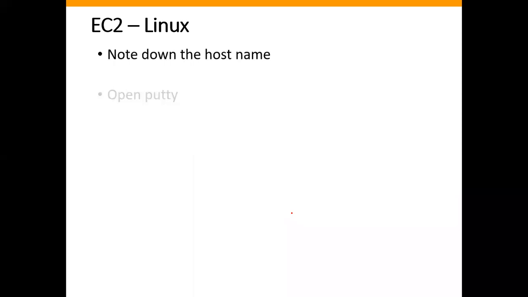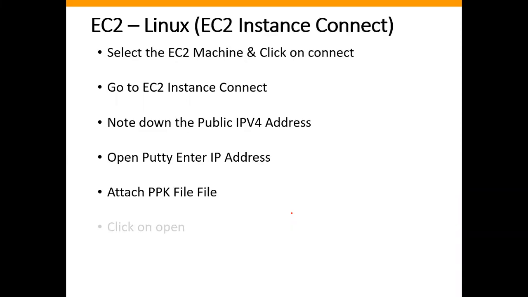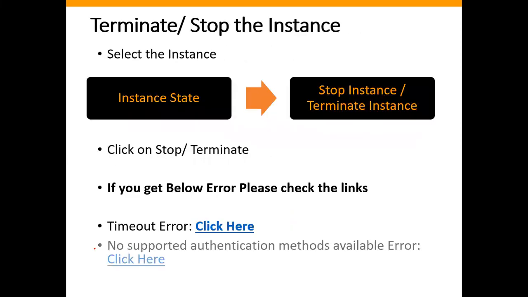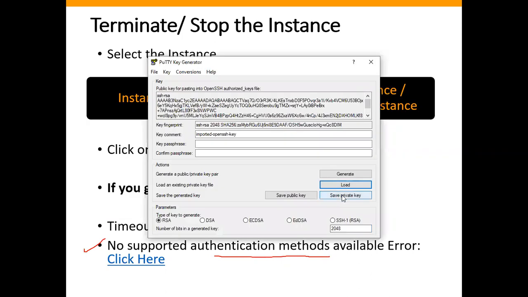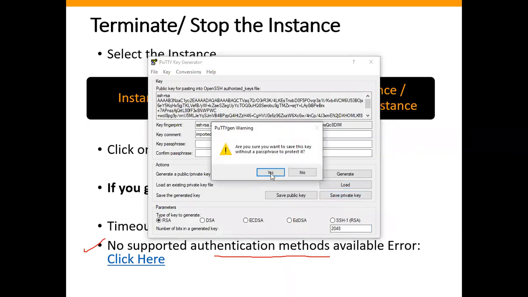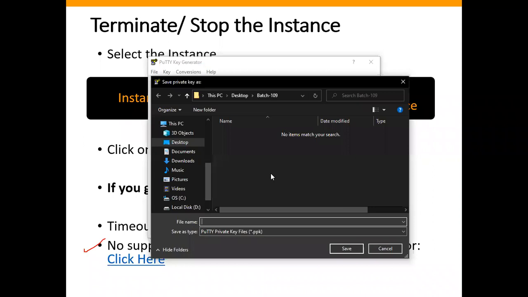And what error message will you get? Let me show you that message. This error message. So click on save private key. Yes. Now give the name of your key, and it can be any name. I'm giving the same name as my company. Dot.